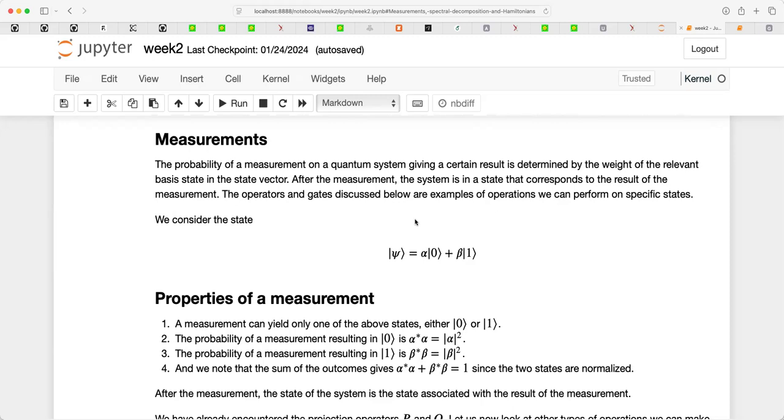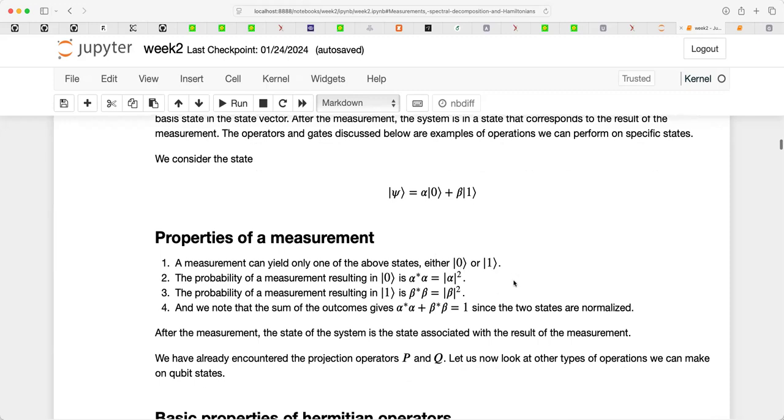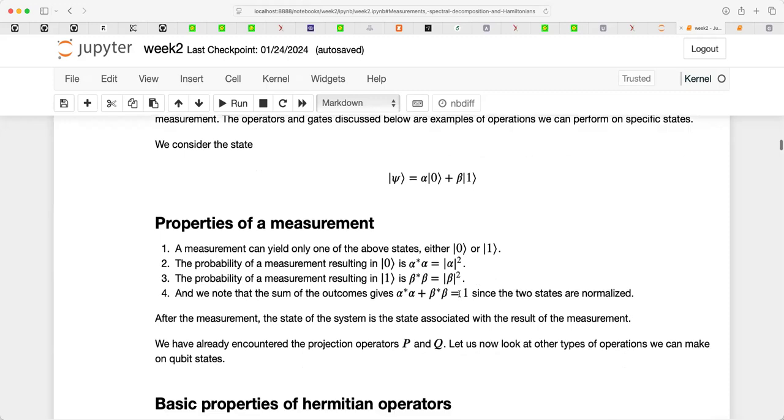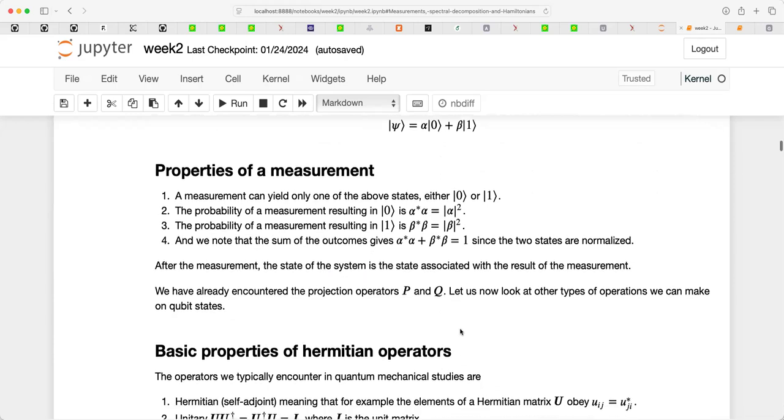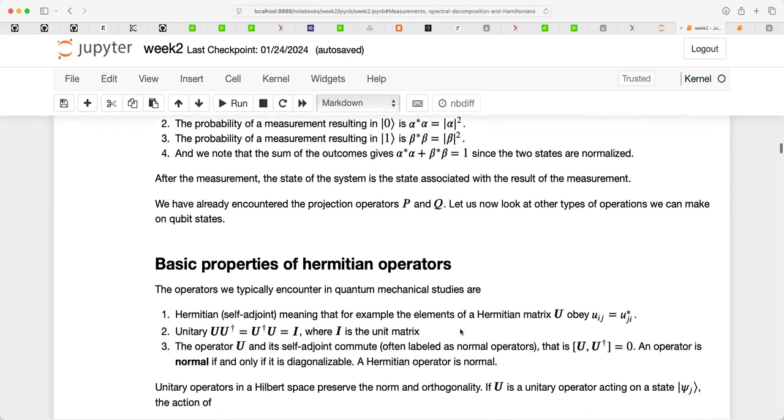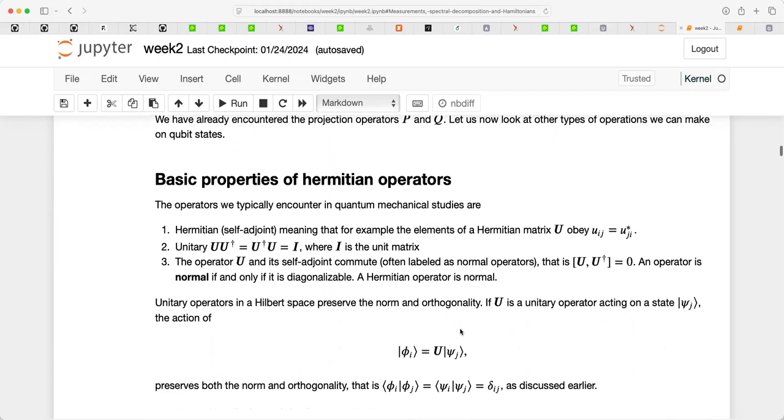So a measurement obviously collapses only to one of the states. So that would be either 0 or 1. And it would have probability like alpha squared or beta squared. And these are normalized. So these are some basic properties. And we've already seen these operators P and Q. And what we need now is actually to look at some other operations which we have to think of.